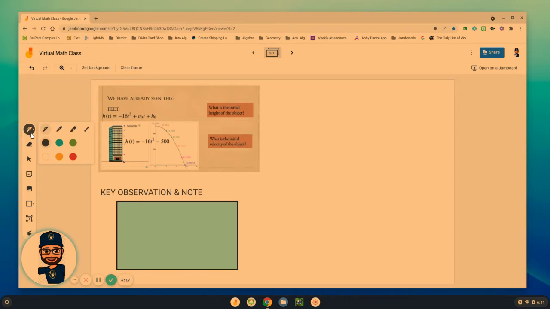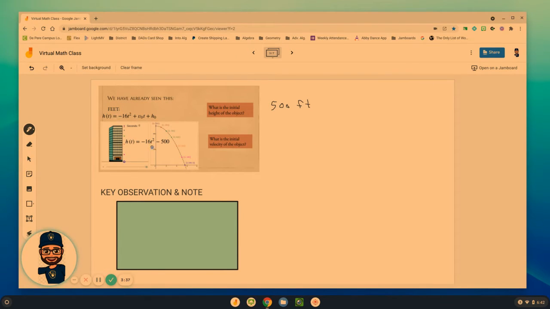So a couple of questions that I have for you. According to that graph, what was the initial height of that object? How high did it start? Well, the height here was 500 feet. It was indeed 500 feet. What is the initial velocity?